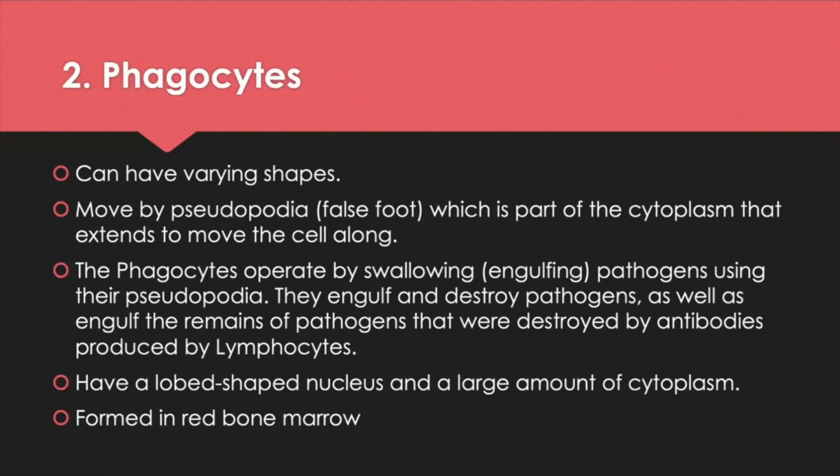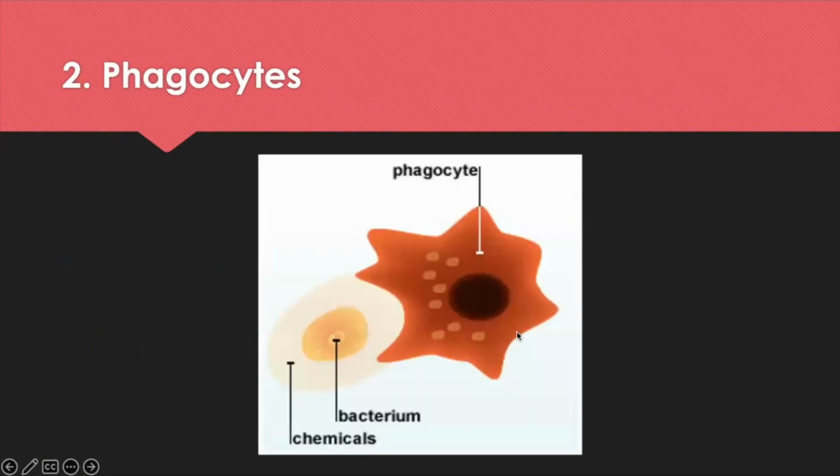Now, phagocytes don't necessarily send out antibodies and so on. What phagocytes do is they swallow or engulf pathogens using their pseudopodia. While lymphocytes might use antibodies to help break down pathogens, phagocytes are basically eating the pathogens, right? They engulf and destroy pathogens as well as engulf the remains of pathogens that were destroyed by antibodies produced by lymphocytes. Phagocytes also have a lobe-shaped nucleus and a large amount of cytoplasm, and they are formed in red bone marrow.